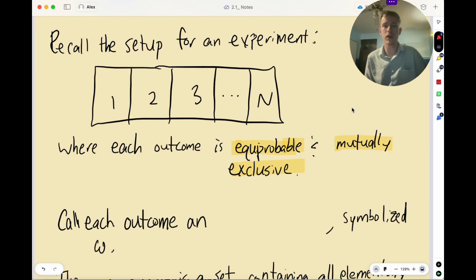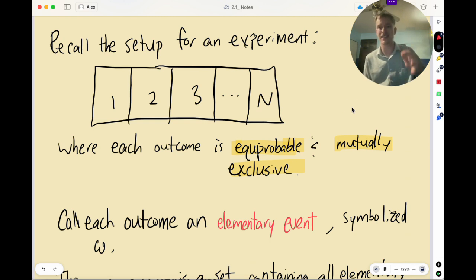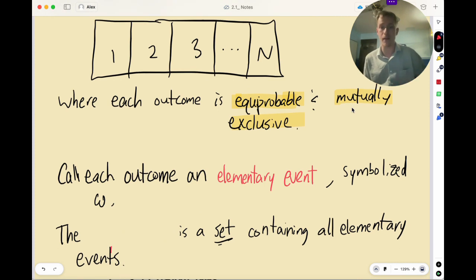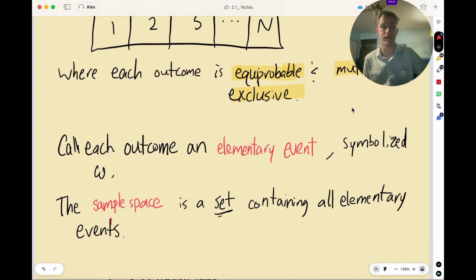Now we're going to use more set theory language and say that each of these outcomes is going to be called an elementary event. Remember that an event is just a subset of these outcomes, and an elementary event is the simplest non-trivial outcome, so it's just a single outcome, which we're going to symbolize with the lowercase Greek letter omega. If you take all of these elementary events, they combine to form the sample space, which is a set containing all these elementary events.